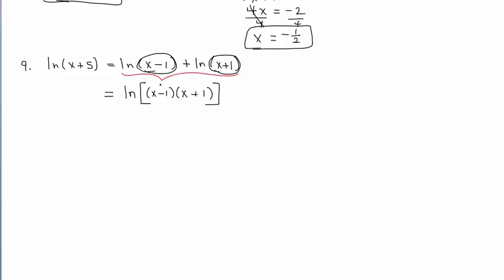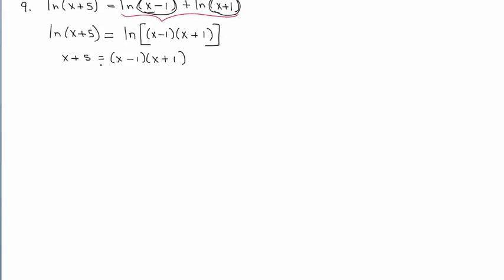The log properties allow us to condense this. So the ln of x minus 1 plus the ln of x plus 1, I could check my work by going backwards, and that works. Now can I drop out the ln's? I sure can, because I only have one ln expression on each side of the equation. So x plus 5 must equal this product right here. All right, now it just becomes algebra.